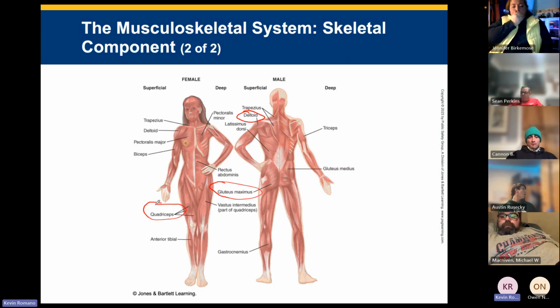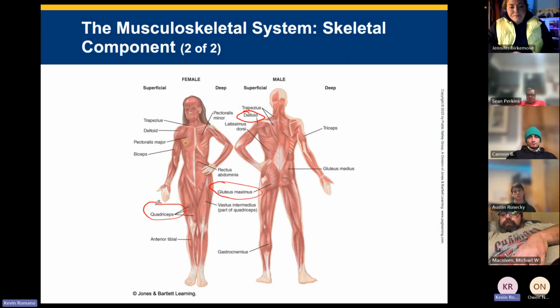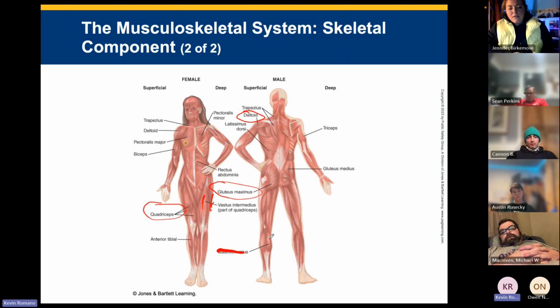This is the vastus medius or intermedius, right? And the vastus lateralis is the outside. The gastrocnemius muscle is your calf muscle. I don't know why I crossed that out. All right, then you have your pectoralis major, pectoralis minor. You have the deltoids and trapezius muscles here. Why would that be important to know? Your trapezius muscles.